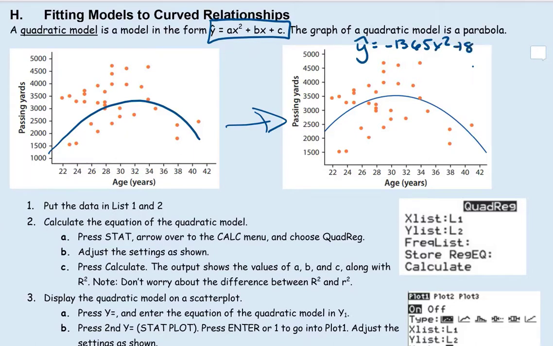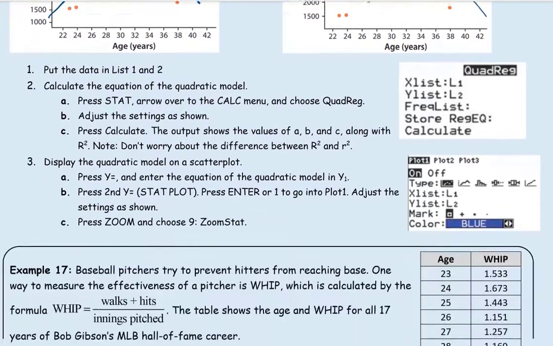plus 835.5x minus 9,258. So if we wanted to find a point on here, we could find residuals. This is actually Brett Favre's point. But I'm going to show you how to do this all in the calculator, so we're going to switch over to our calculator view to do this next problem.